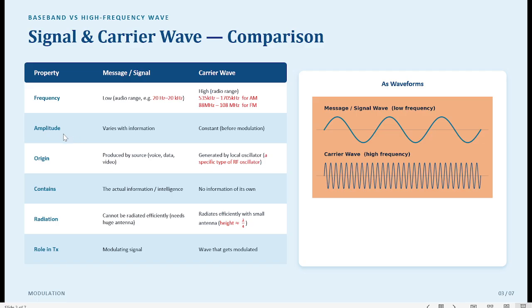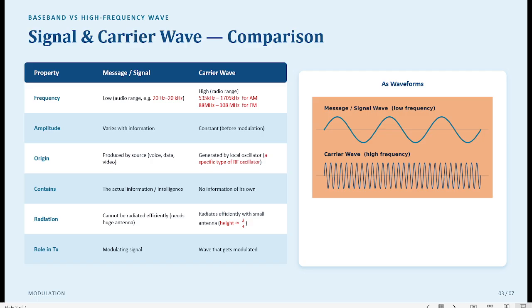Similarly, the amplitude of the message signal varies with information. So before modulation, the amplitude of the message signal is not constant, it varies with time, whereas for the carrier wave the amplitude is constant before modulation. Secondly, the message signal is actually the voice data or some kind of video produced by the original source, whereas the carrier wave is generated by a radio frequency oscillator, also known as a local oscillator.